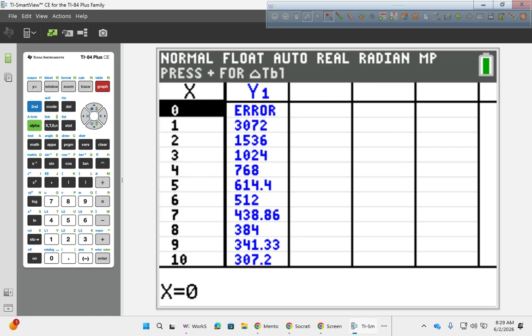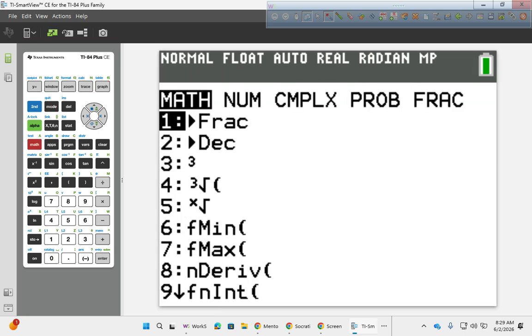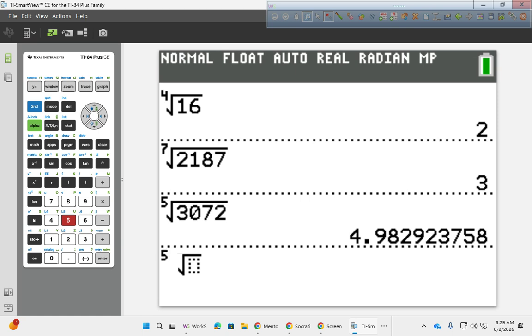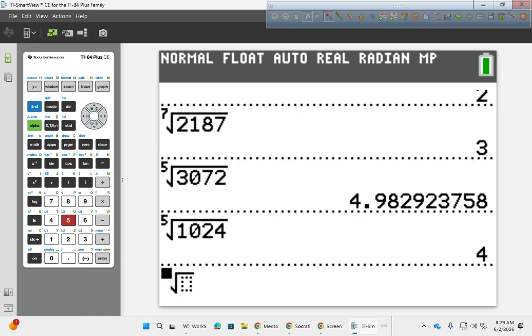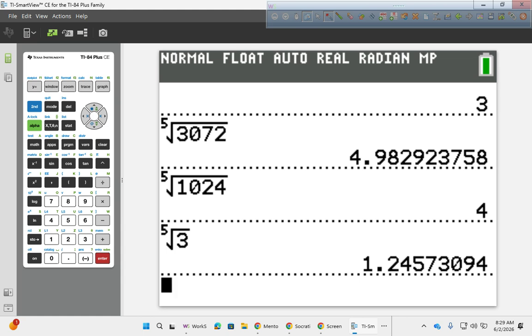So now that I have that, I can math 5 each of them. And you'll see that one of them works out nicely and the other doesn't. So I'm going to leave the 3 inside, but I'm going to change the 1024 to a 4.